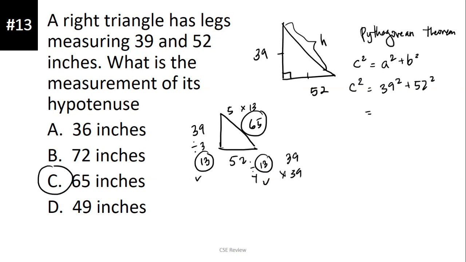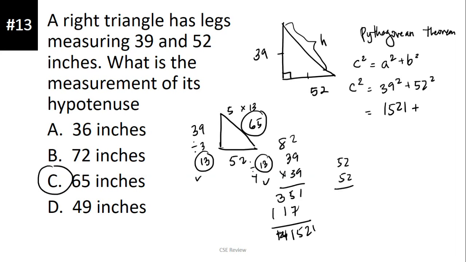39 times 39, this is 81. So, 9, 18, 27 plus 5 is 35. This is 27. 3 times 3 is 9 plus 2, that is 11. So, this is 1, 4, 1, 5, 2, 1. So, 15, 21 plus 52 times 52.